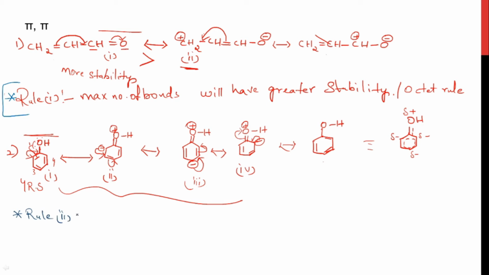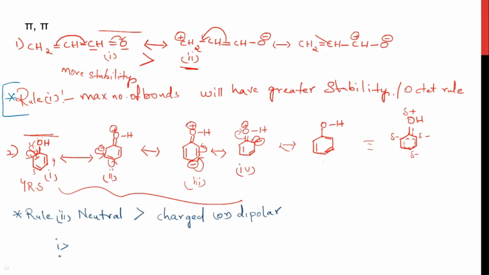The rule is neutral molecules are more stable than charged species, charged or dipolar. So neutral species are more stable than charged or dipolar species. In this particular example, out of these four resonating structures, which is the neutral resonating structure? The first resonating structure is neutral. So greater stability will be in the first resonating structure, and then we compare the other three resonating structures.